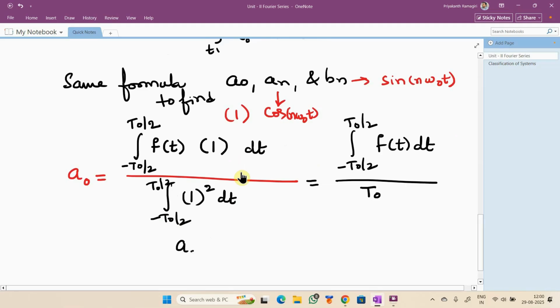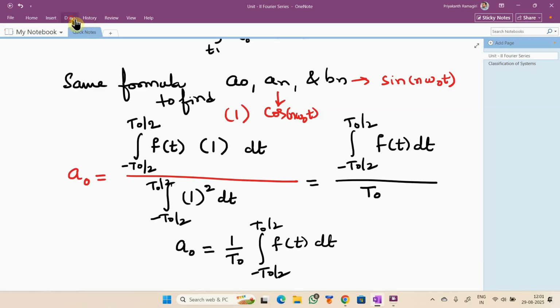So can you please tell me now what is the final A naught? 1 by T naught into integral minus T naught by 2 to T naught by 2 f of t dt. That's it. Now, isn't it easy that we are using the formula which we have derived in the first unit?